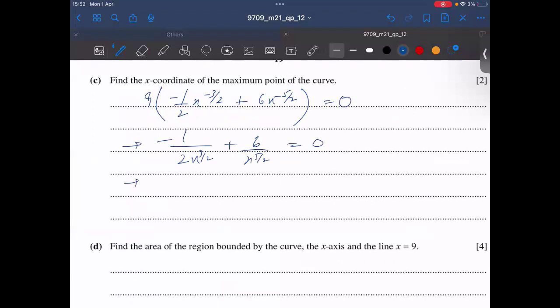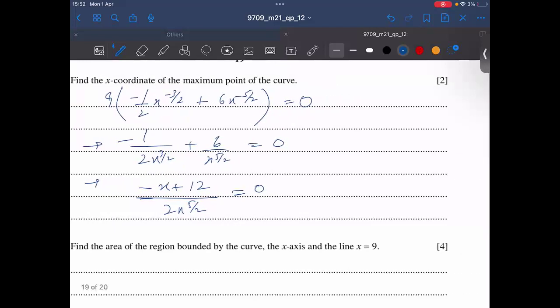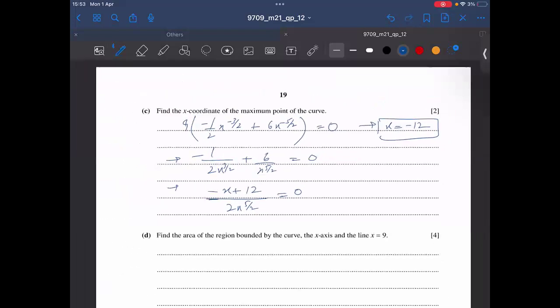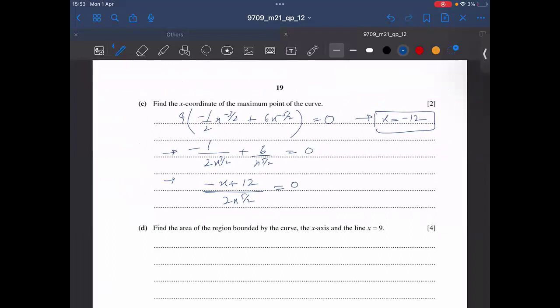Then I'm going to multiply with x, so it's going to be minus x plus 12, I think, yeah, over 2x to the power of 5 over 2. So x is going to be equal to 12. All right. Is it clear or not, Mr. Ahmad Ahmed? Hurry up. Yes sir, it's correct.